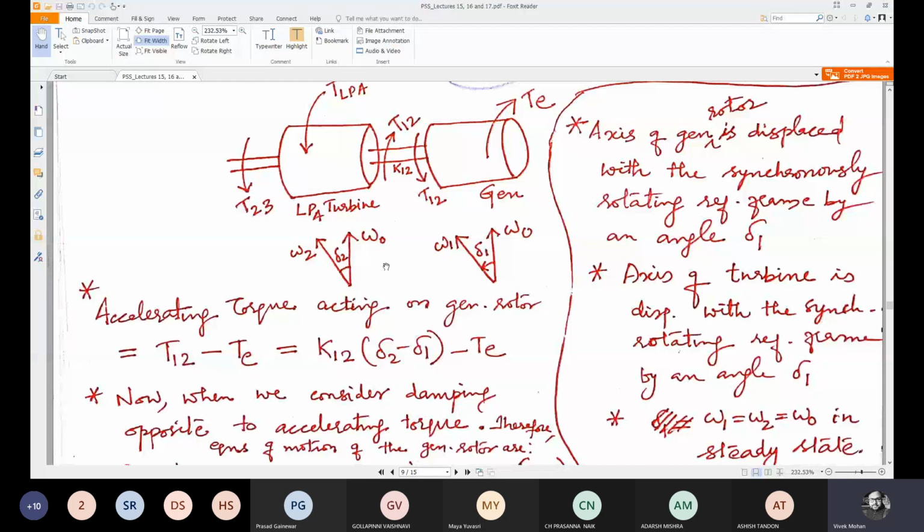If delta 1 equals delta 2, that means the shaft has infinite stiffness. But that is not what is happening here. If there is a small twist and that twist sustains without oscillation, then delta 1 and delta 2 could be different in steady state also. Okay, you got this point.